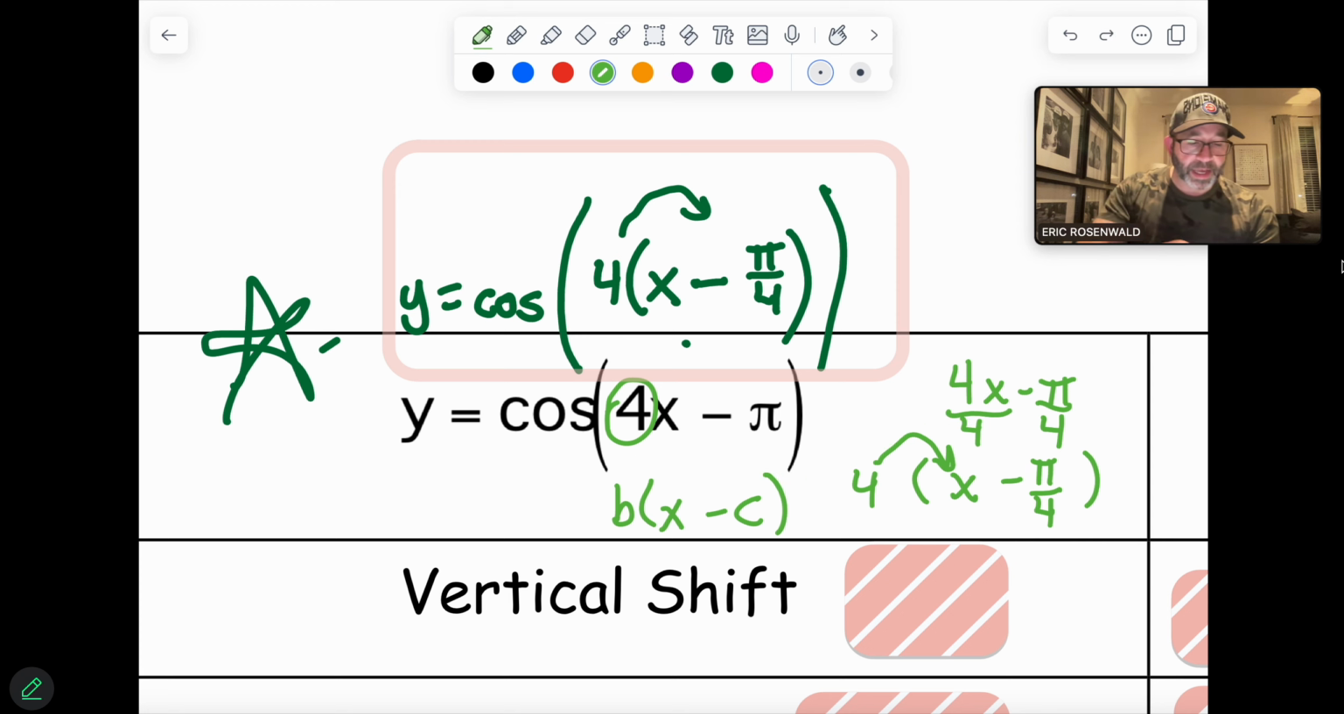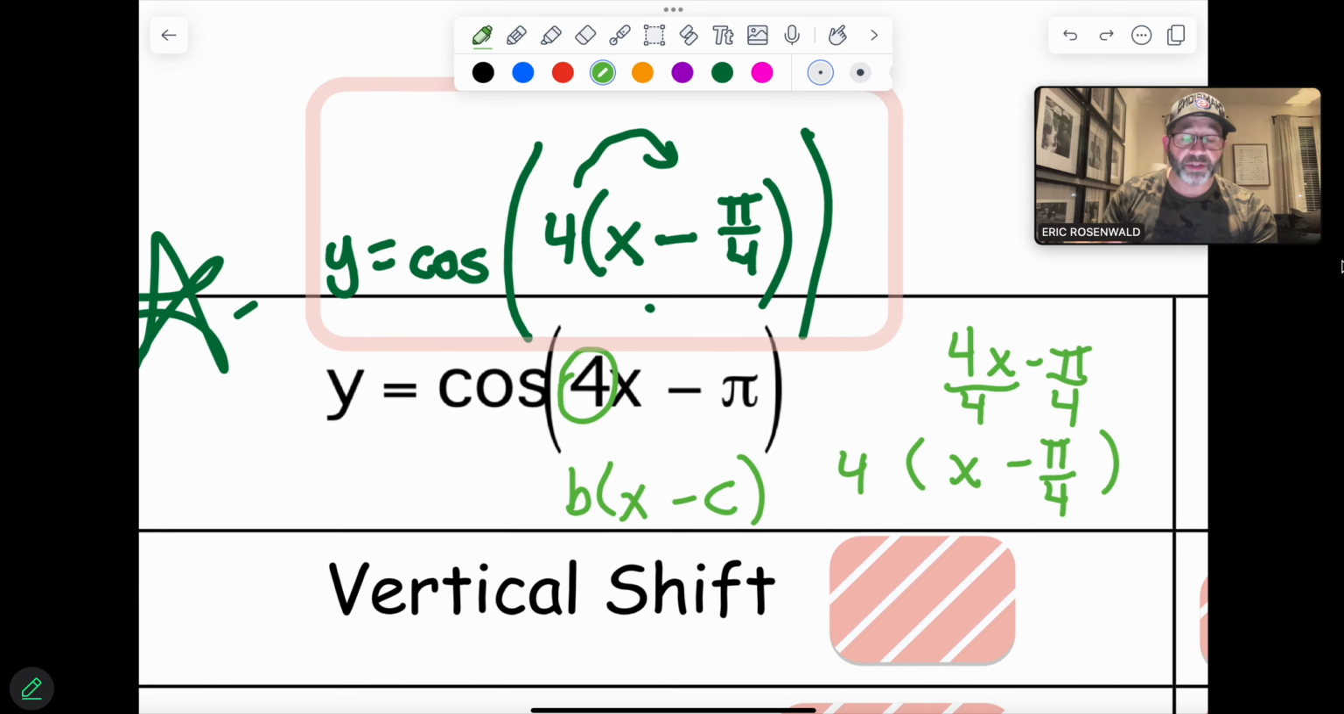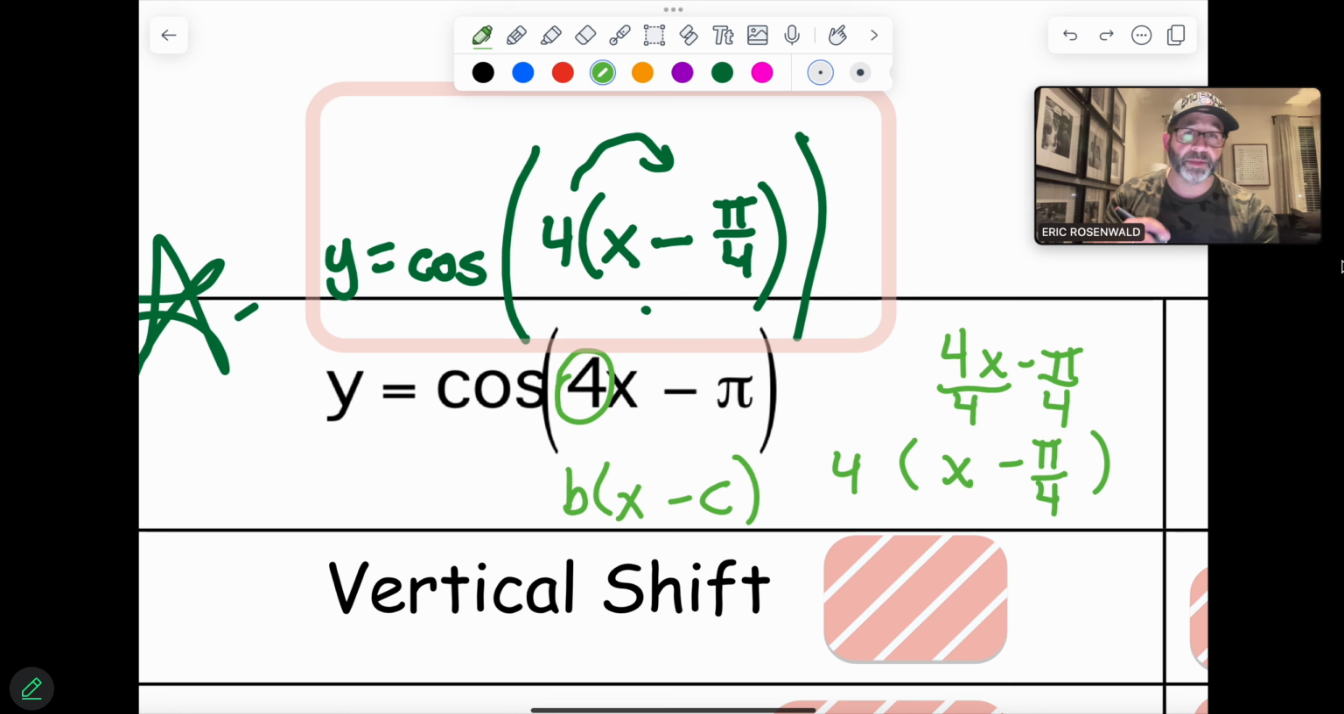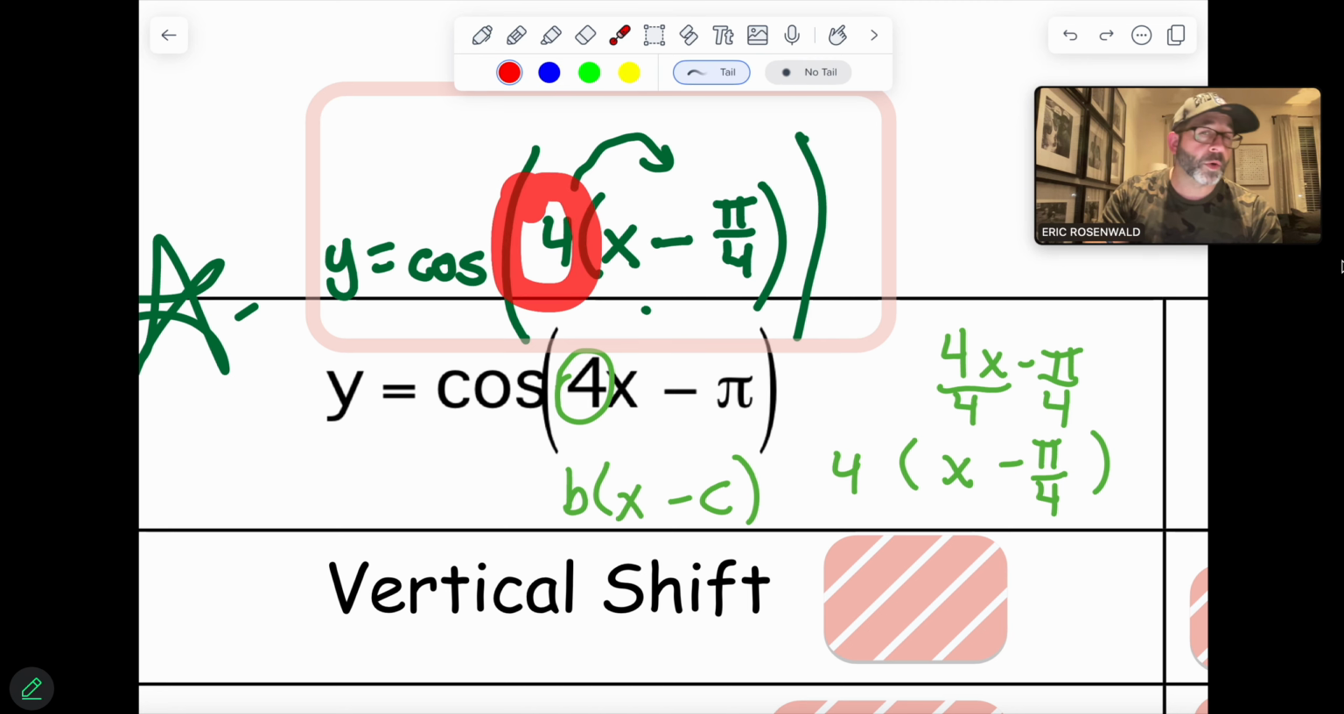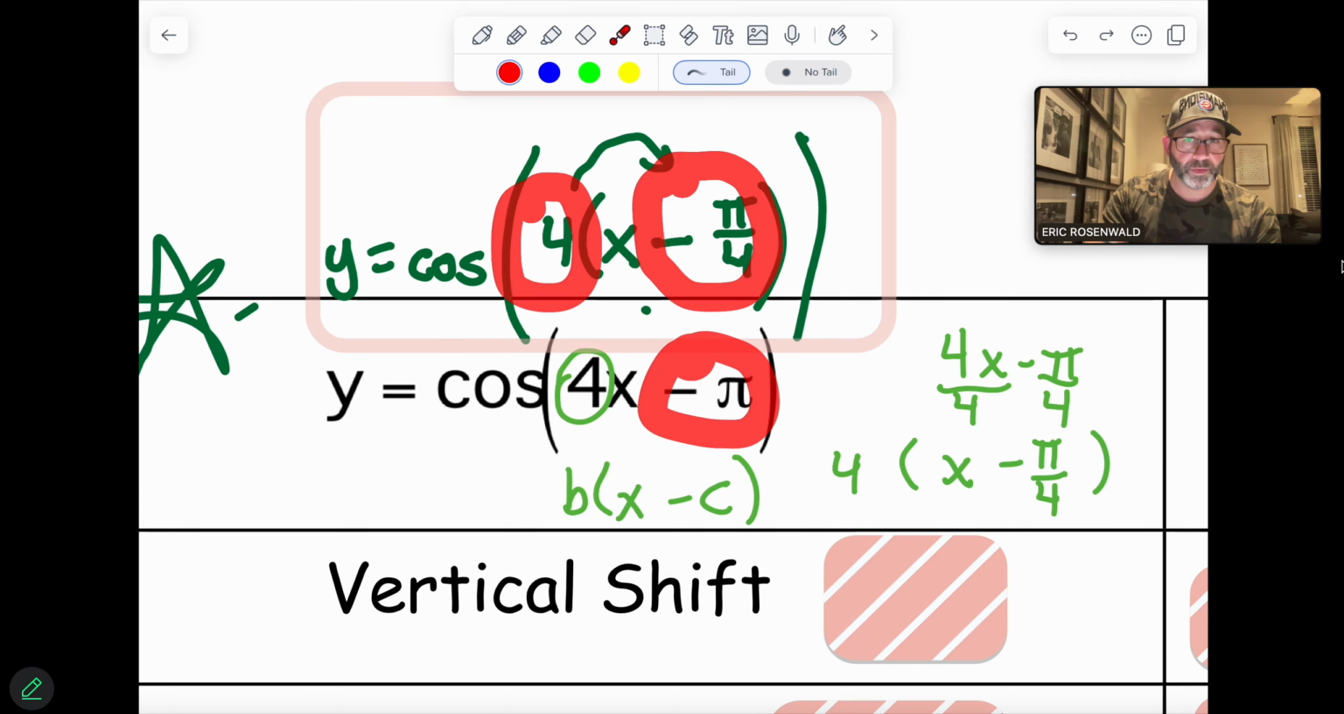So knowing that that is the now factored form of the inside, my graph now says cosine of 4 times x minus pi over 4. So this says we've got a horizontal shrink of 1/4 taking place, and my graph is going to shift to the right pi over 4. It doesn't shift to the right pi.